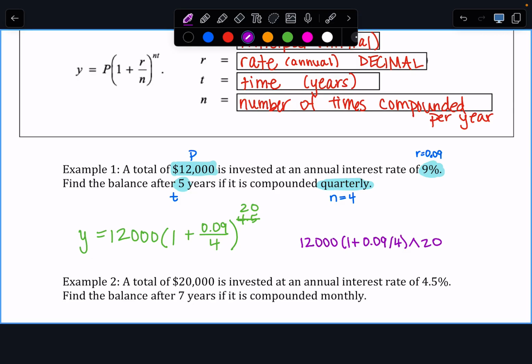Okay? We're talking about money. So I don't need to tell you, round to the nearest hundredth. You know that money needs to be rounded to the nearest hundredth. Do you get $18,726.11?